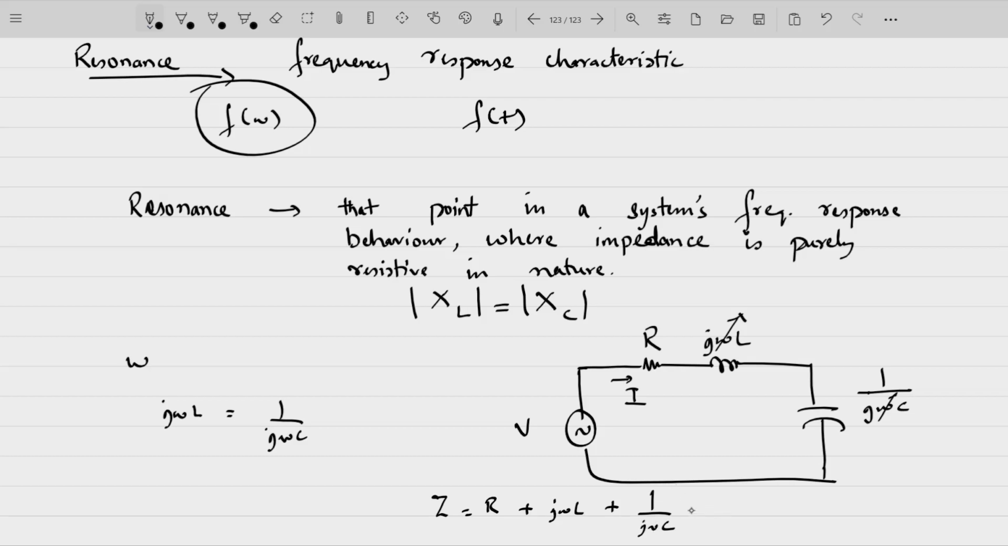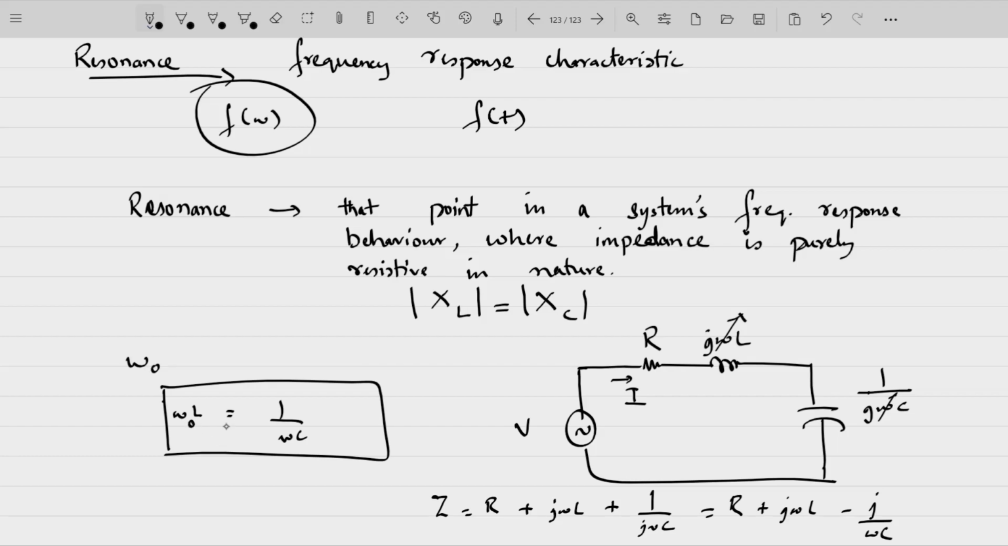taking j upward, Z equals R plus j omega L minus j divided by omega C. So you can see at some value of omega, omega L becomes equal to 1 by omega C. That value of omega is represented by omega naught, and it is known as the resonant frequency.